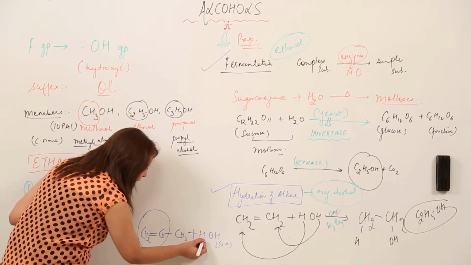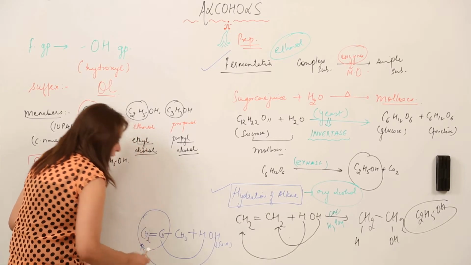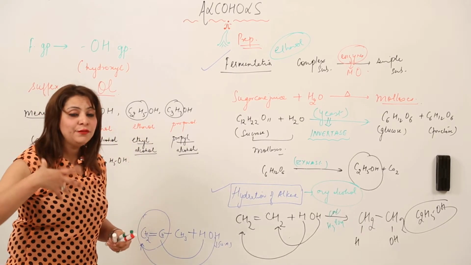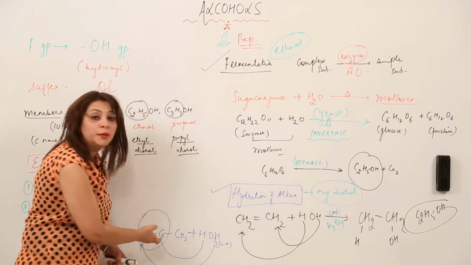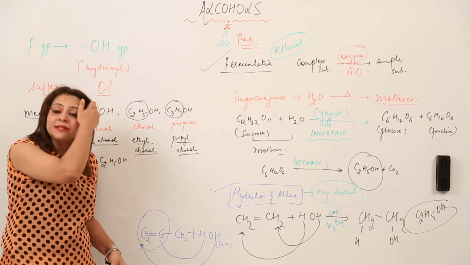This H is going to attach here and this OH is going to attach here. Now, like I've told you, this H is going to attach to the middle carbon and this OH is going to attach to the terminal carbon. Now what is the reason behind it?